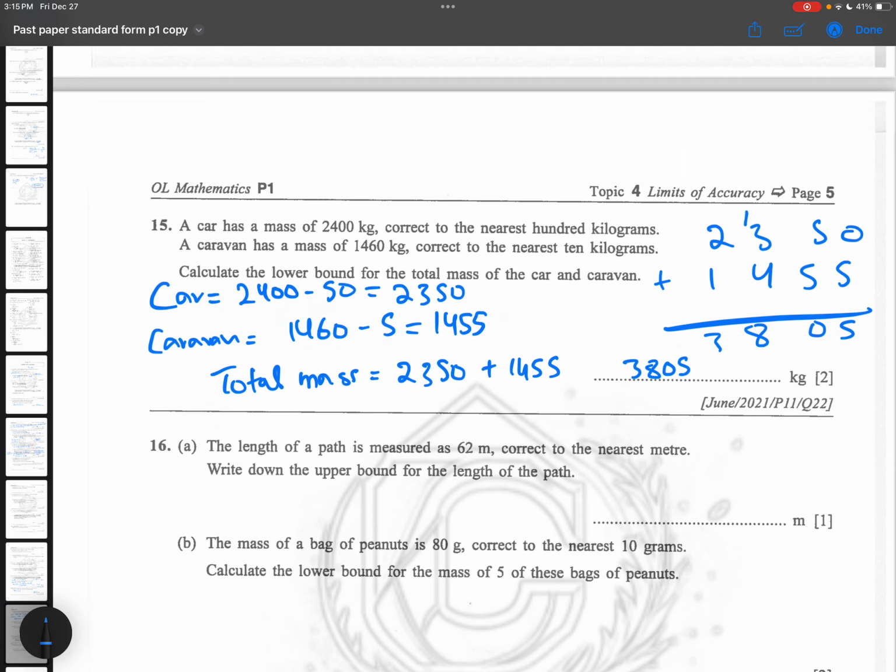Question number 16. The length of a path is measured as 62 meters, correct to the nearest meter. Write down the upper bound for the length of the path. We need to get the upper bound, so we will add 0.5 to it. This is equal to 62.5 meters.